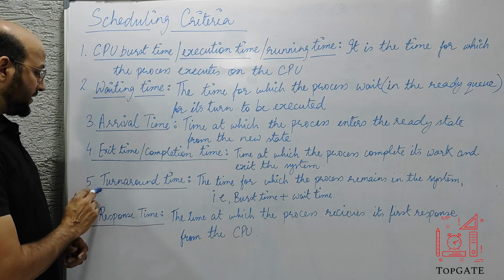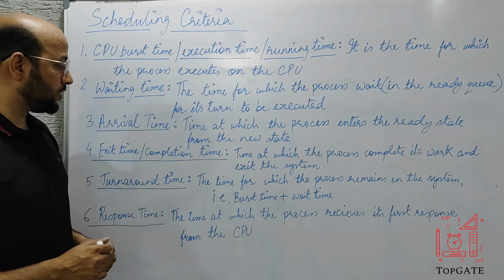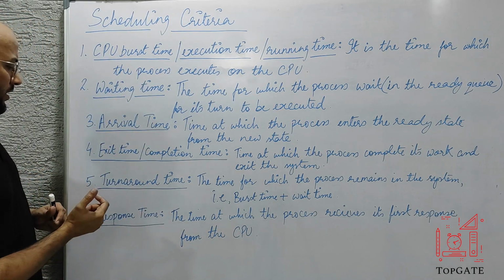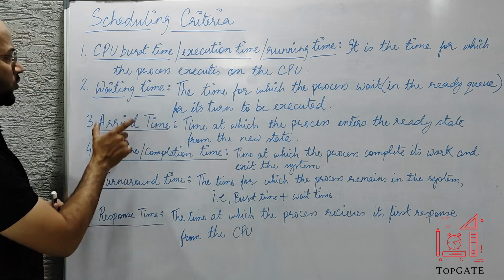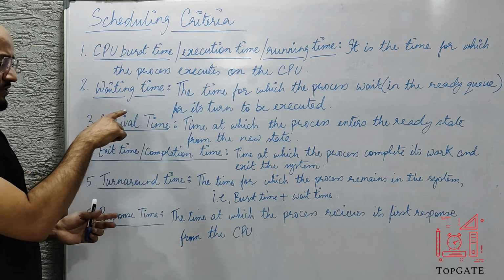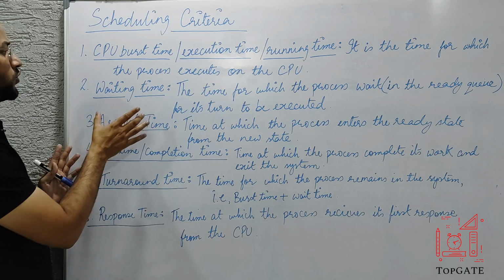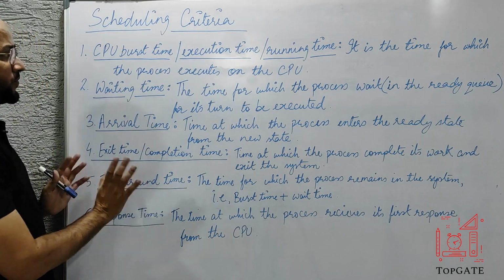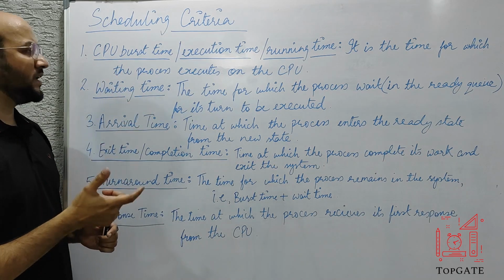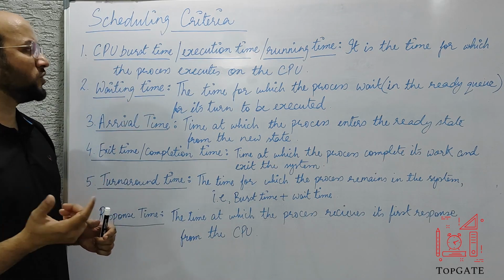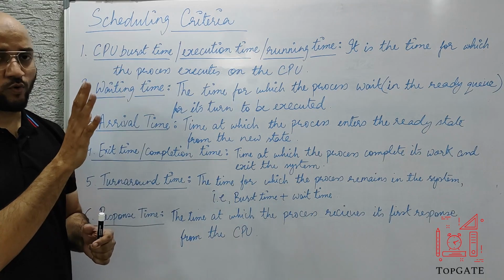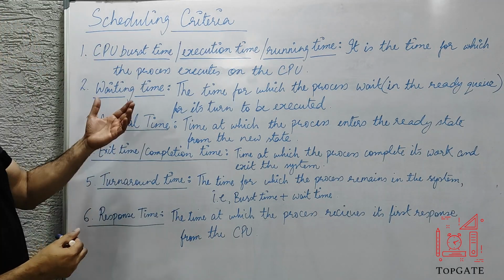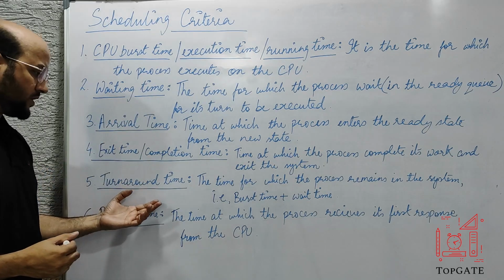Fifth criteria, it is turnaround time. Out of these 6 points, turnaround time and waiting time are very important. In most of the questions they'll ask you what is the waiting time, what is the average waiting time, what is the average turnaround time. CPU burst is a very basic thing. Every question that you'll come across will have a CPU burst time in it. So they will give you CPU burst time, they'll give you arrival time, and they will ask you what is the average waiting time, what is the average turnaround time.